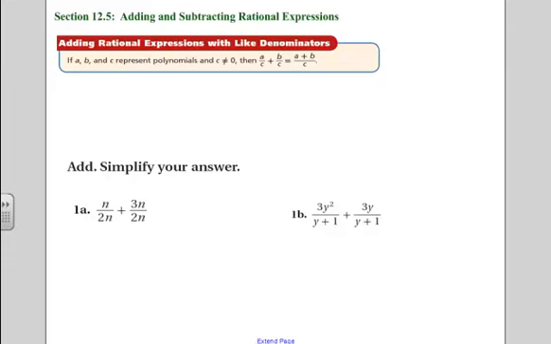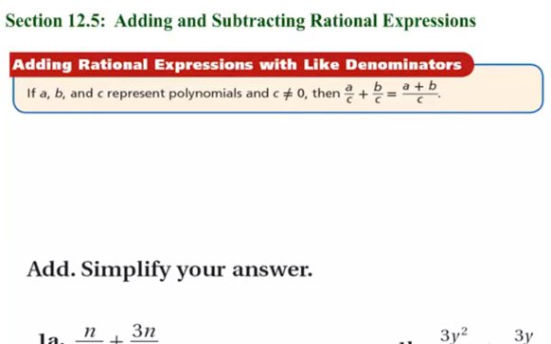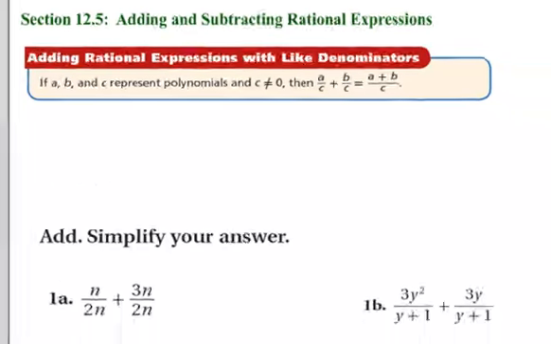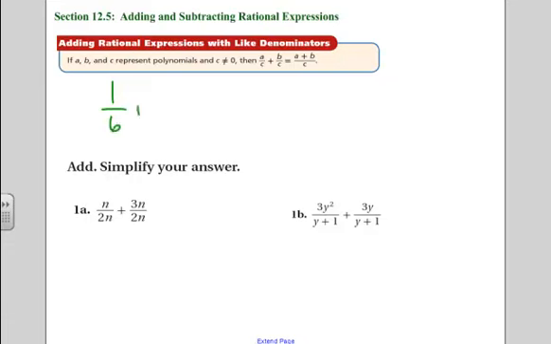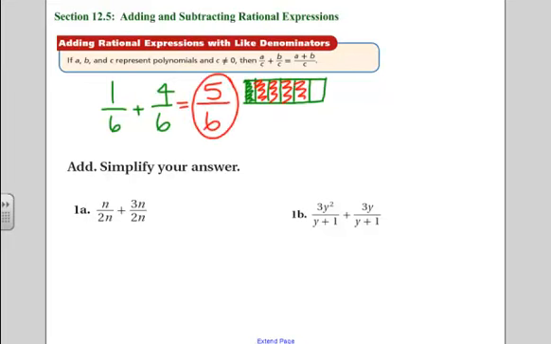So 12.5 is all about adding and subtracting these rational expressions that we have. So think back to fractions. In order to add or subtract fractions, you have to have common denominators. If I give you a problem like 1/6 plus 4/6, that means you have something divided into sixths. And the first one only has 1. And then you have 4 more. 1, 2, 3, 4. For a total of 5 of those same exact pieces.